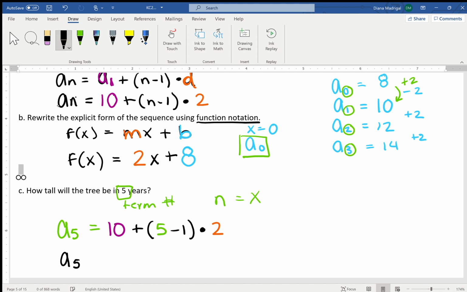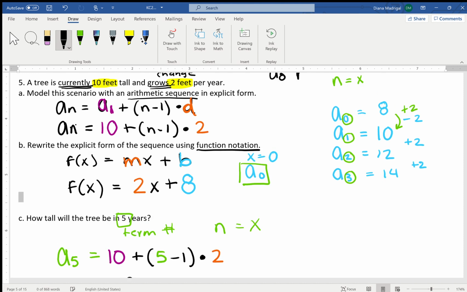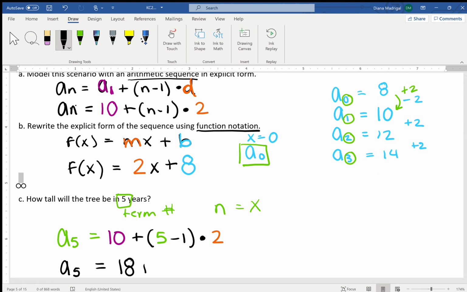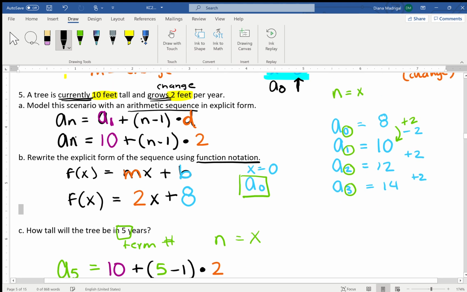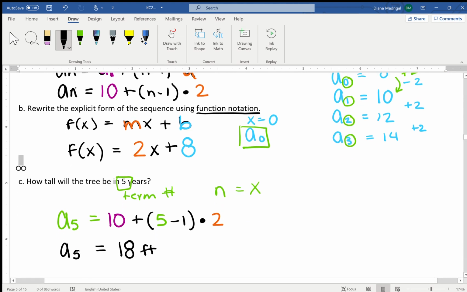A5, which is in 5 years, I'm going to have 18 inches. Is it inches? Yeah, feet. Sorry. The tree is going to be 18 feet.